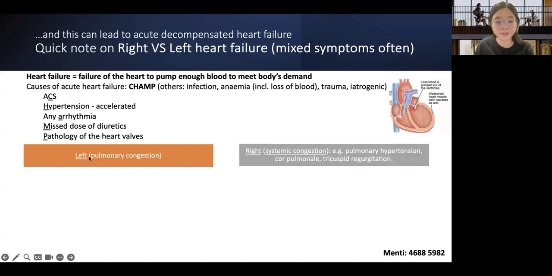And the difference is that the left is more of pumping the blood from the lungs into the rest of the body, whereas the right side of the heart pumps blood from the rest of the body into the lungs. So if the left side is not working well, it's the lungs that get backed up. But if it's the right side of the heart that's not working, the rest of the body gets backed up.